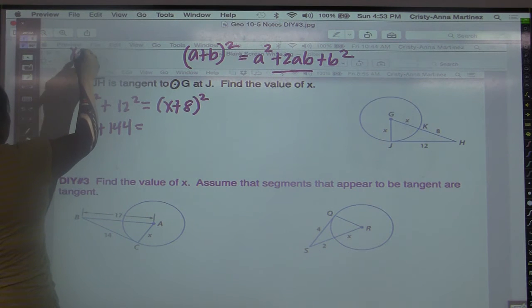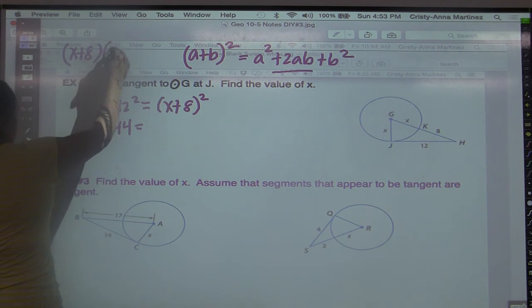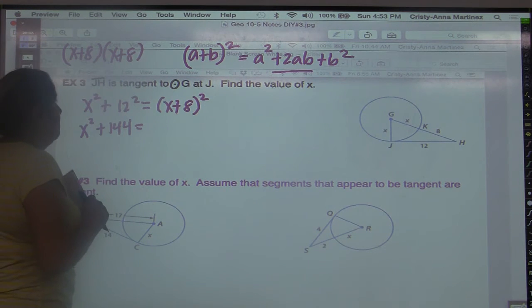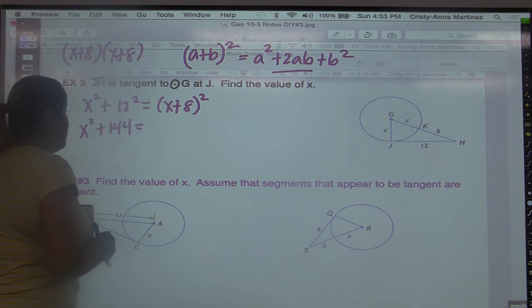Like do x plus 8 times x plus 8 and then go first, outer, inner, last. But honestly, the formula is the easiest way to go. So hopefully you can do that. That's what I'm going to be using.